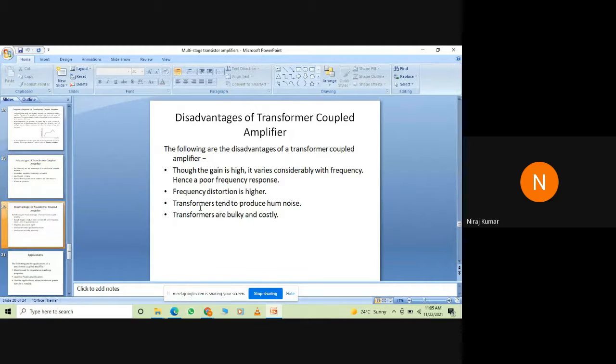Drawbacks: frequency distortion is higher. The transformer tends to produce humming noise. Transformers are bulky and costly. Gain is high, but it varies considerably with frequency, so it has a poor frequency response.